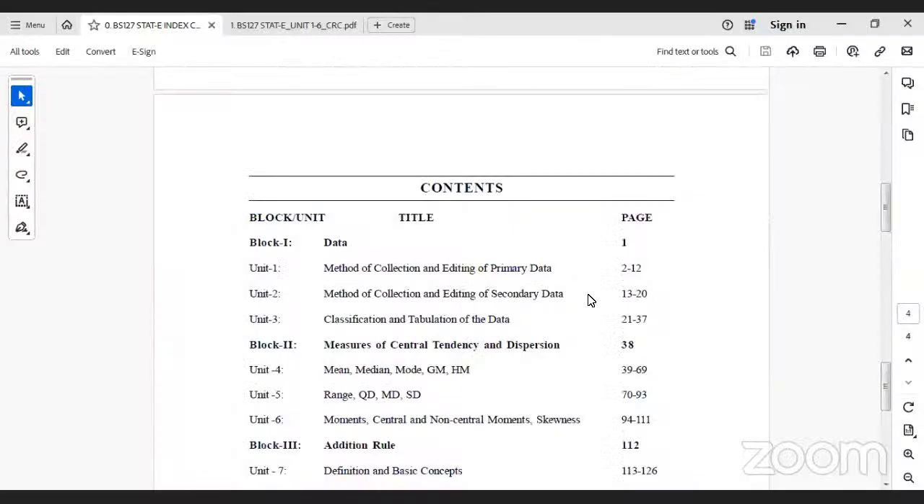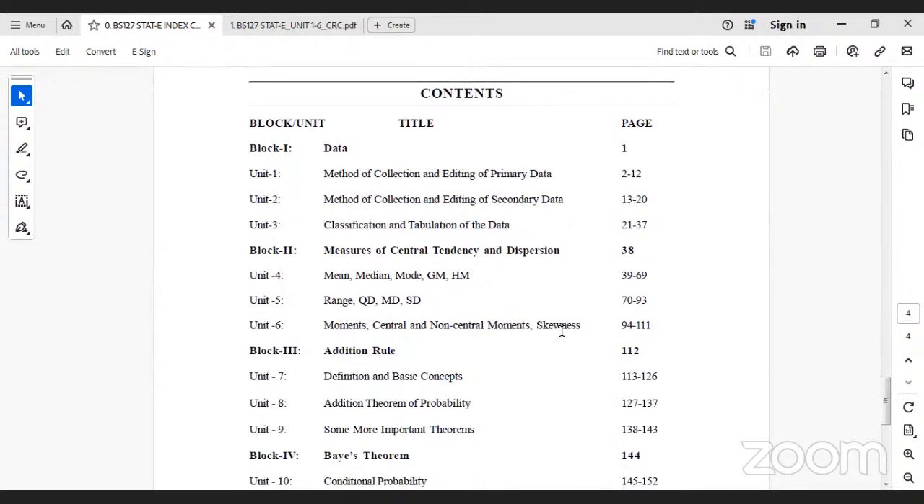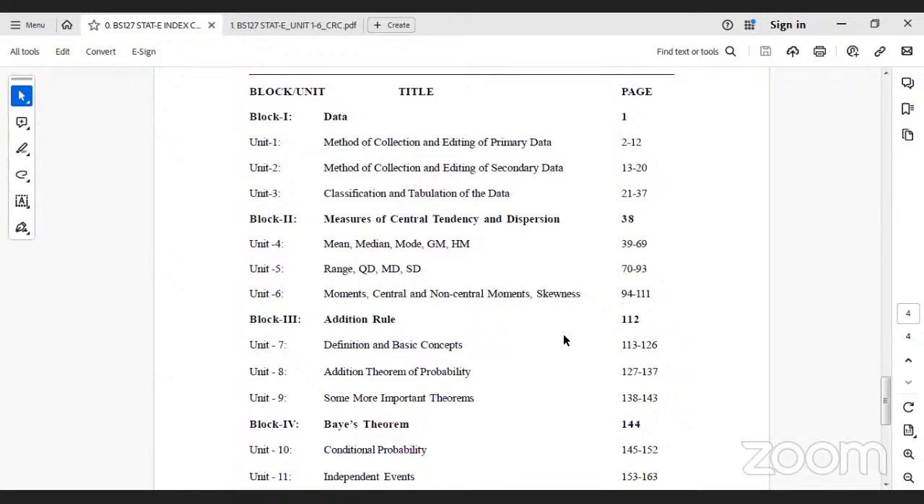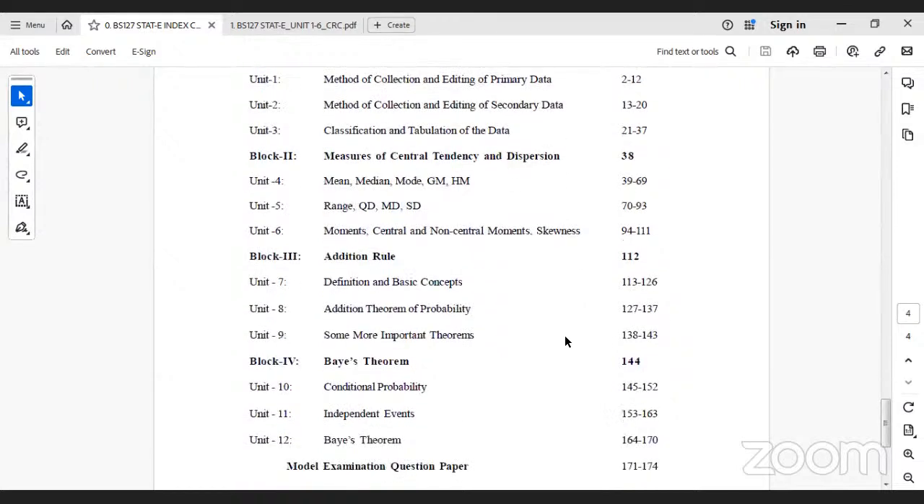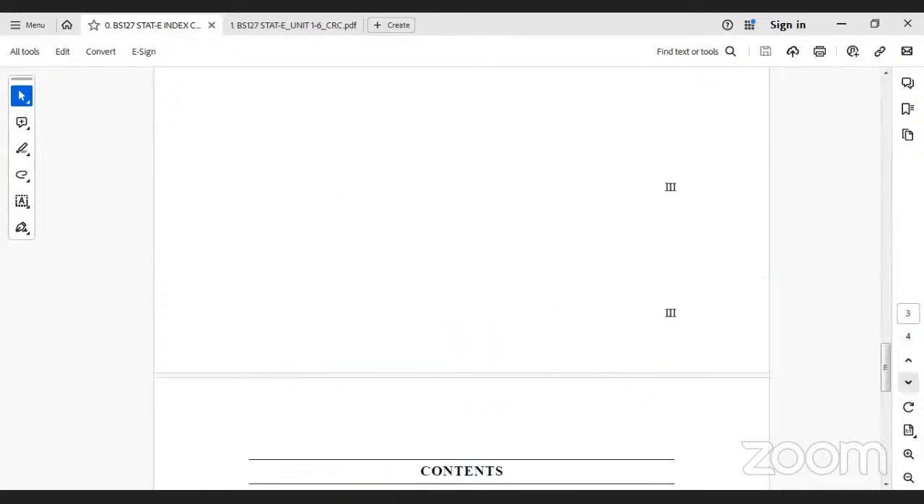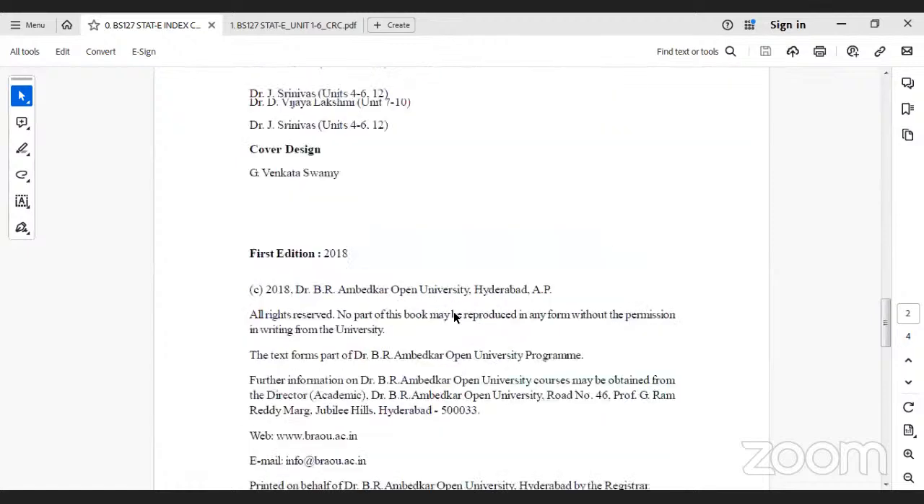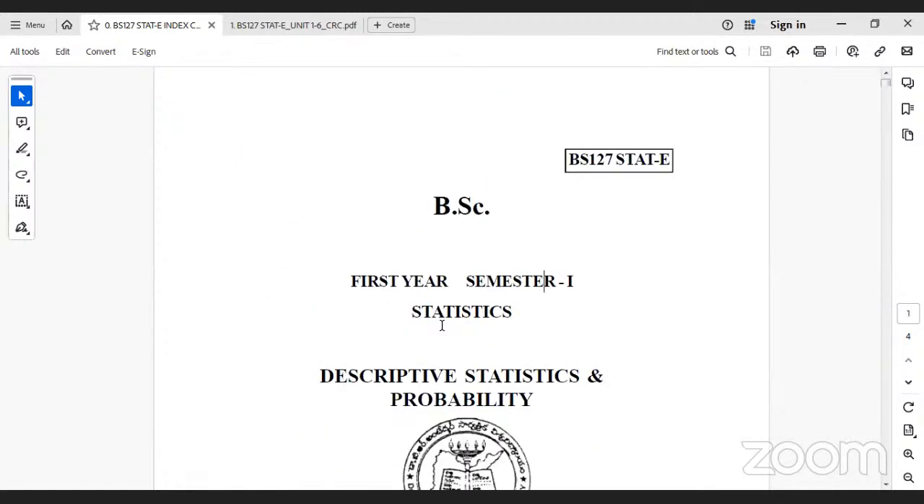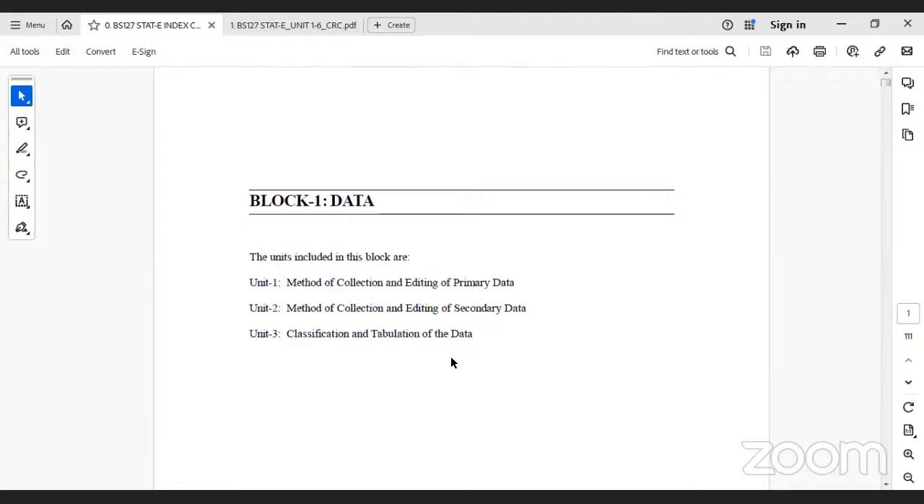Quartile deviation, mean deviation, standard deviation, moments and central and non-central moments and skewness, and also definition of basic concepts, addition theory, probability, some more important questions of addition theory and basic concepts. The most important theorems are Bayes theorem and conditional probability, independent events, and Bayes theorem is the most important in semester 1. So the screen is visible now.